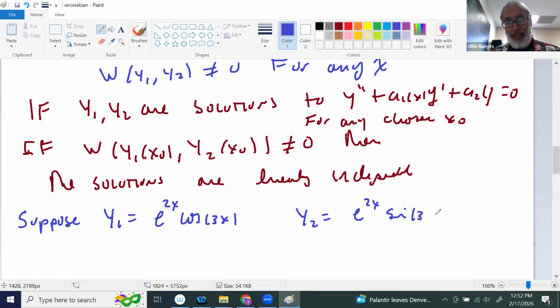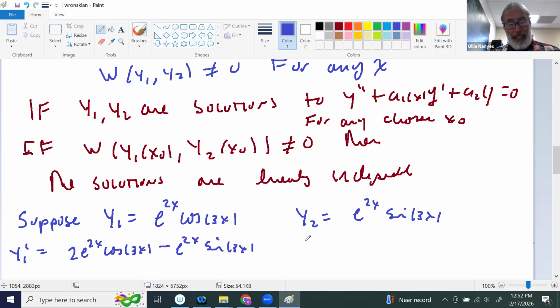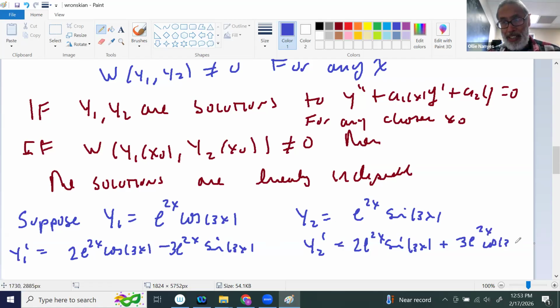Now, the derivative of this one here, we've got to use the product rule. So it's 2e to the 2x cosine 3x minus 3e to the 2x sine of 3x. And y2 prime is 2e to the 2x sine of 3x plus 3e to the 2x cosine 3x.